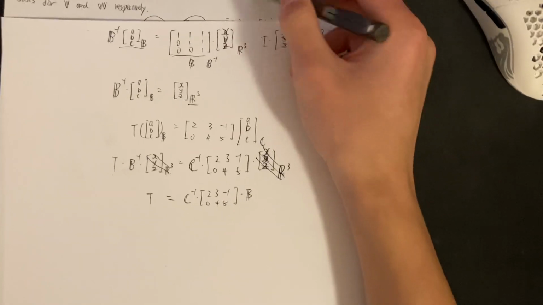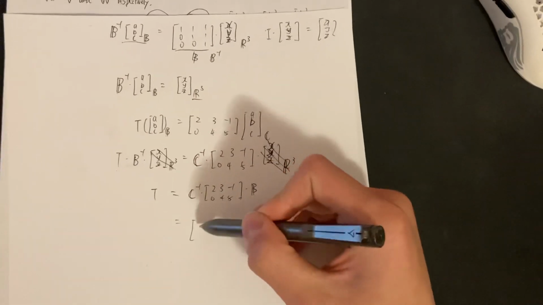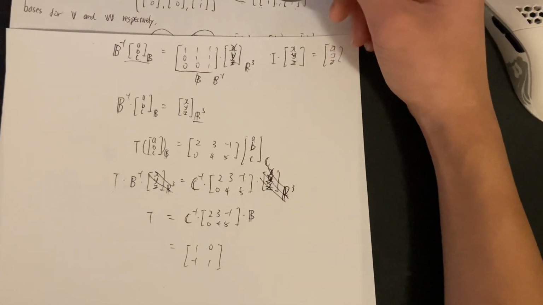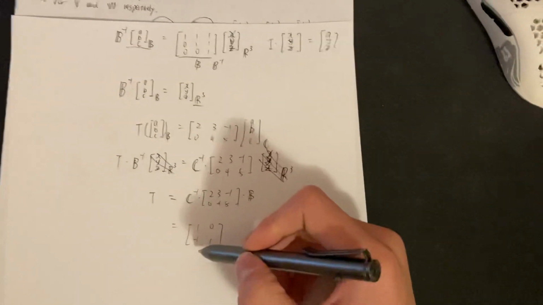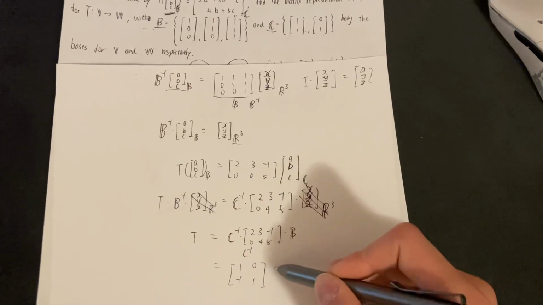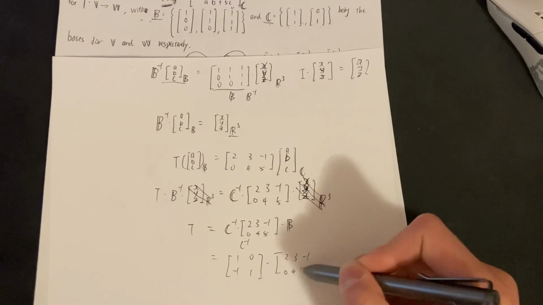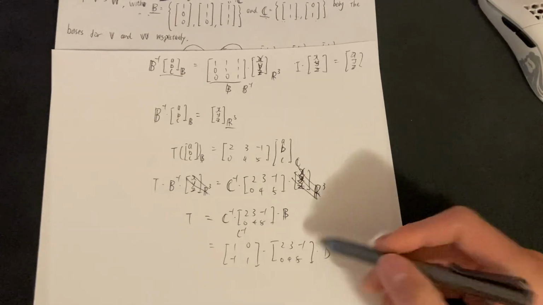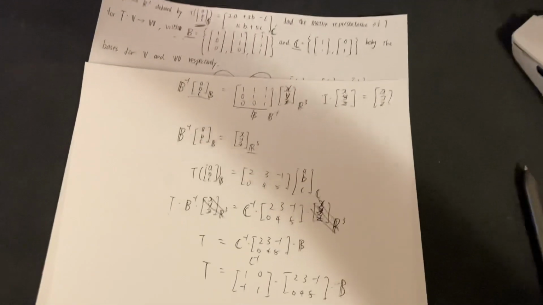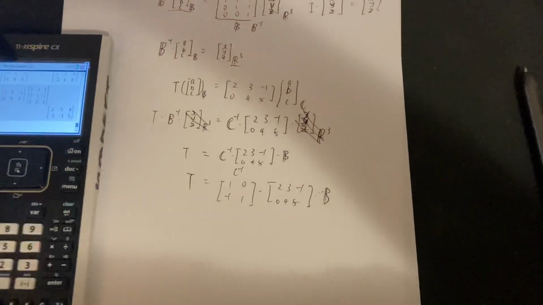And yeah, you can just plug in C. This is C. Find the inverse of this. The inverse of C is 1, -1, 0, 1. Because this is adding the second row to the first row, and this is subtract. So this is the inverse of C. This is C inverse, and 2, 3, -1, 0, 4, 5 times B. And this will be the answer, the matrix representation. And you can use your calculator or calculate by hand.